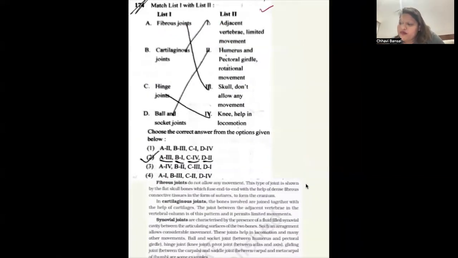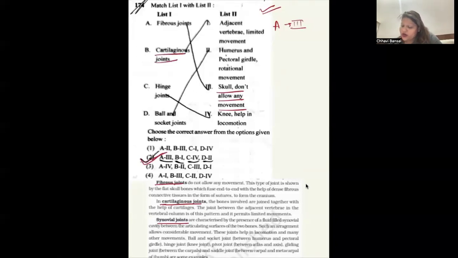Next, this is taken from locomotion and movement. Fine. There are different types of joints that are given here. Basically, in NCERT, the joints are classified into 3 categories: fibrous joints, cartilaginous joints, and synovial joints. So, fibrous joints do not allow any type of movement. They are present in our skull, so the skull does not allow any type of movement. So, for option A it is 3. If you know this, you know the answer, but let's see the other things as well.